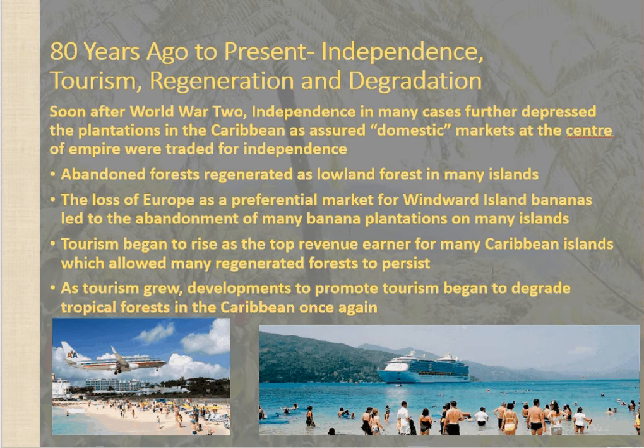Tourism began to rise as the top revenue earner for many of the Caribbean islands, which also allowed regenerated forests to persist because the tourism was fairly small, at least initially, and tended to be focused on the coastal region. But as tourism grew, more people arrived, more developments were started to promote tourism and make more money off tourism, and that again began the cycle of degradation of tropical forests once again. So you started to get hotels being built in dry forest areas, particularly dry forest areas because they were in the lowlands, but also in forested areas in the interior of the islands. Things like roads being built to allow tourists to move around the islands more, all leading to degradation of these forest ecosystems over the past few years.